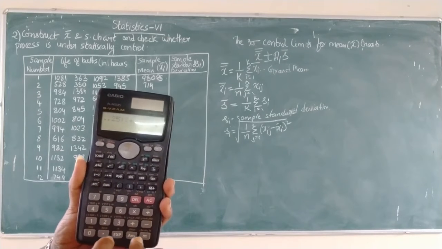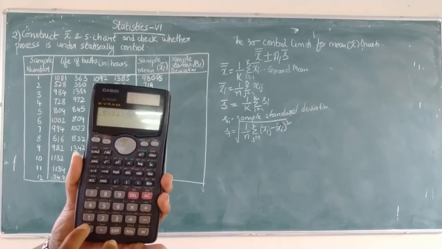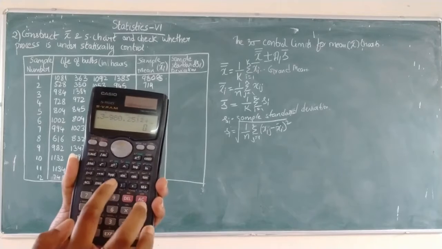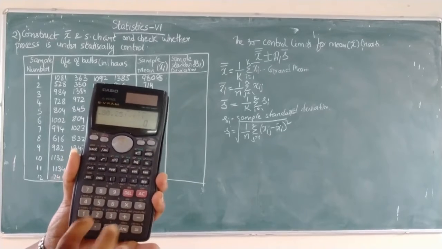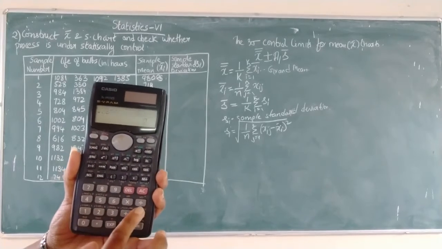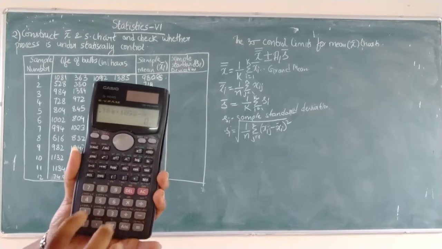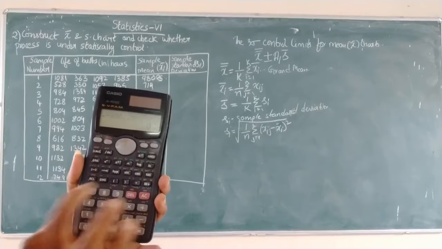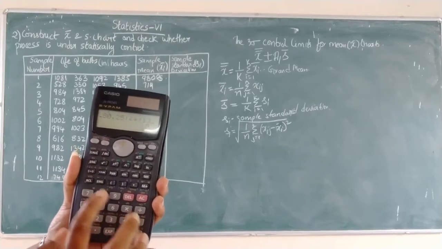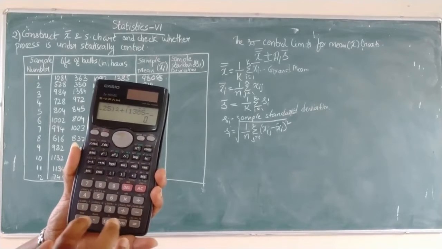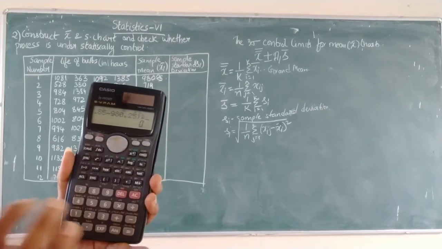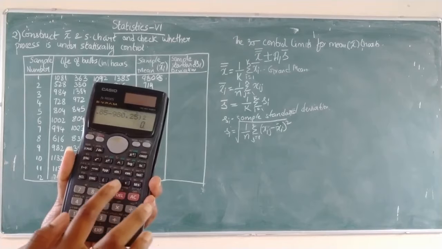363 minus, what is the mean? 180.25 whole square plus, again the third value, 1092 minus 980.25 whole square plus, now the last value, 1385 minus 980.25 whole square. Numerator is finished.